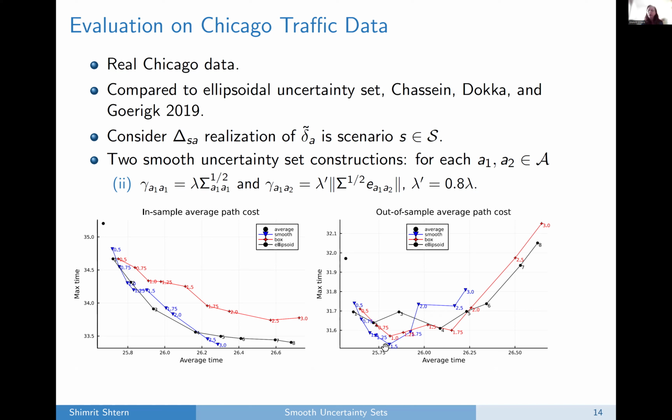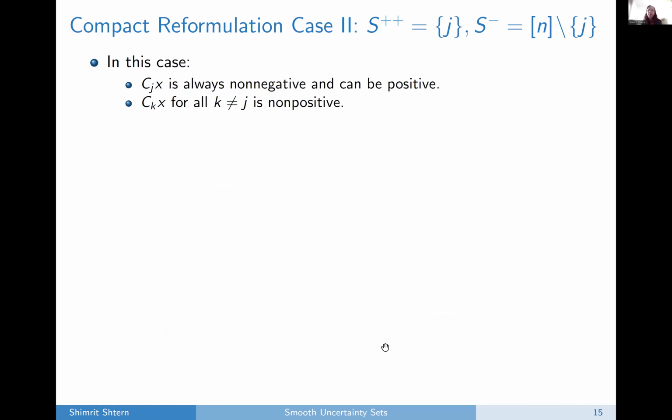Okay, so not only are we better than the ellipsoid concerning runtimes, we solve in polynomial time versus needing a dedicated algorithm that takes much, much longer. We can actually have comparable results to the ellipsoid. So this was the first case in which all coefficients were non-negative.